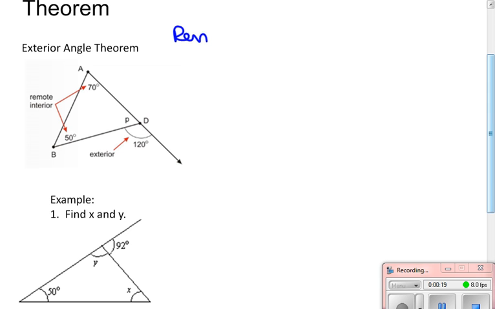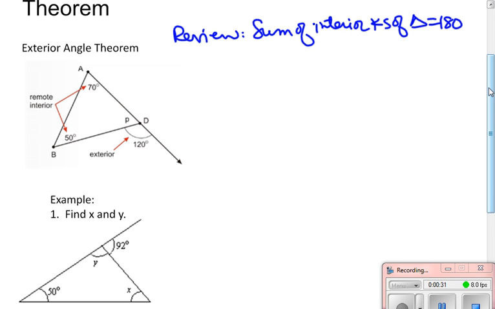So just in review, we all remember that the sum of the interior angles of a triangle equal 180. Well, we don't always know all of the inside angles, and sometimes we're interested in those exterior angles, and it's nice to have shortcuts sometimes.